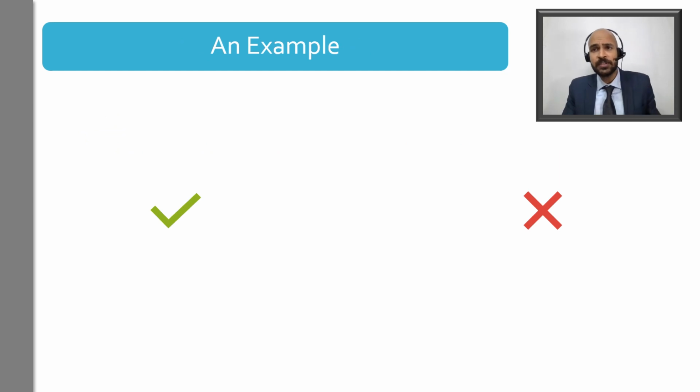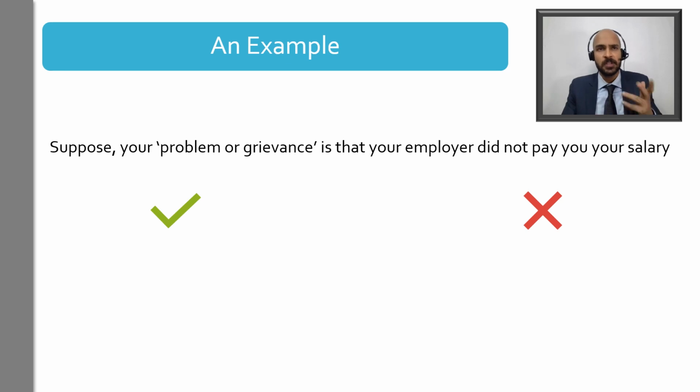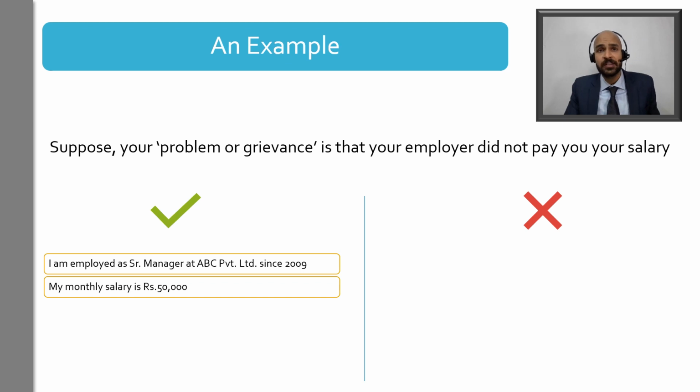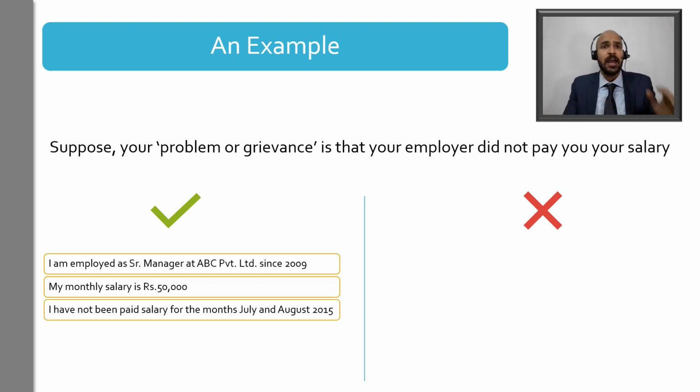So let us take a brief example of what should be stated in the pleadings and what should not. Let us say you have a problem, and your problem is that maybe your employer did not pay you your salary. Now, when you are drafting your pleading, you do not need to state the law or the evidence, you have to state the facts. So you say, for example, that my name is so-and-so, and I'm employed as so-and-so at this company since so-and-so. Then you go ahead and say that my salary is this much, and you say that I have not been paid my salary for the months of this, and so on.